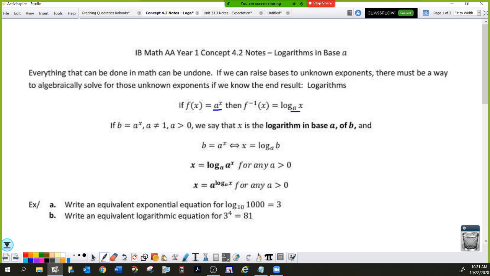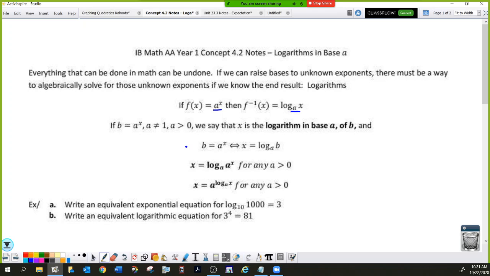If b is equal to a to the x, and of course your exponential base can't be 1 because you can raise 1 to any power you want, you're just going to get 1 back. And we're still only talking about positive bases because negative bases do bad things depending on whether or not the exponent is even or odd. So if we have a positive exponential base that's not 1, we say that the log in base a of b equals x, and we can say this statement here.